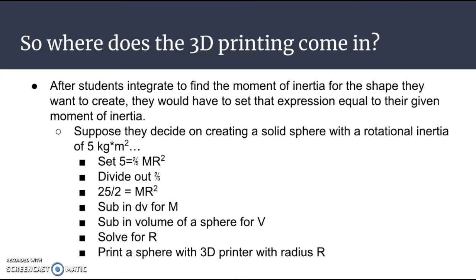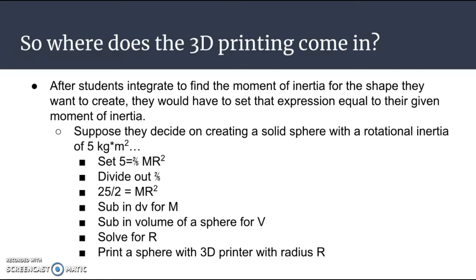Suppose they decide on creating a solid sphere that we found the moment of inertia for on the previous slide with a rotational inertia of 5 kilograms meters squared. They would first set that equal to 2/5 mr squared, which is the rotational inertia that we found on the previous slide. They would divide out the 2/5, so they would end up with 25/2 equals mr squared. They would substitute in d times V, which is density times volume, for mass, and then they would substitute in the volume of a sphere for V.